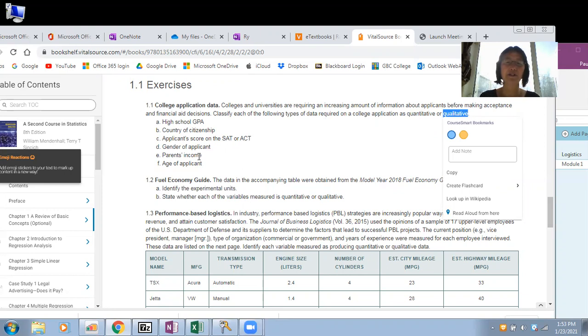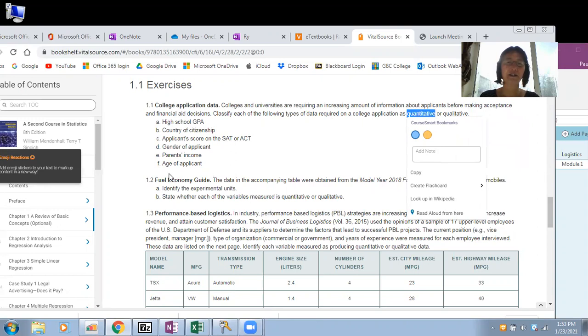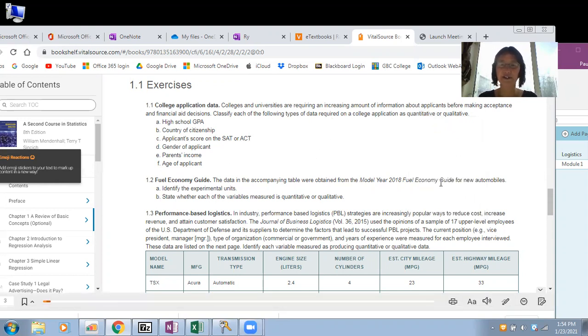Parents' income, usually in dollar values. It is a number, numeric numbers. So it is quantitative data. Age of applicant. It is a number, numeric number. So it is quantitative data. Okay. So this is this exercise.